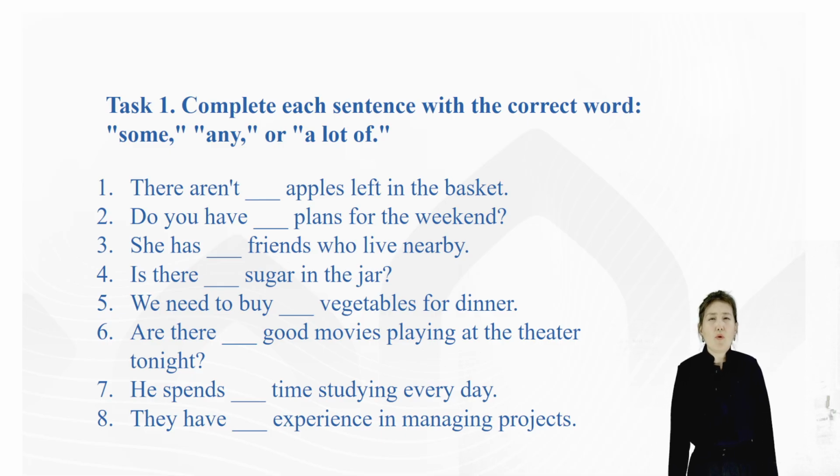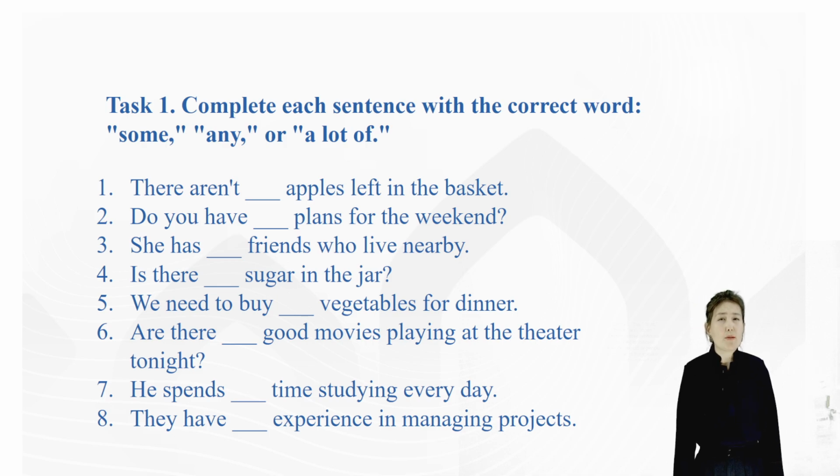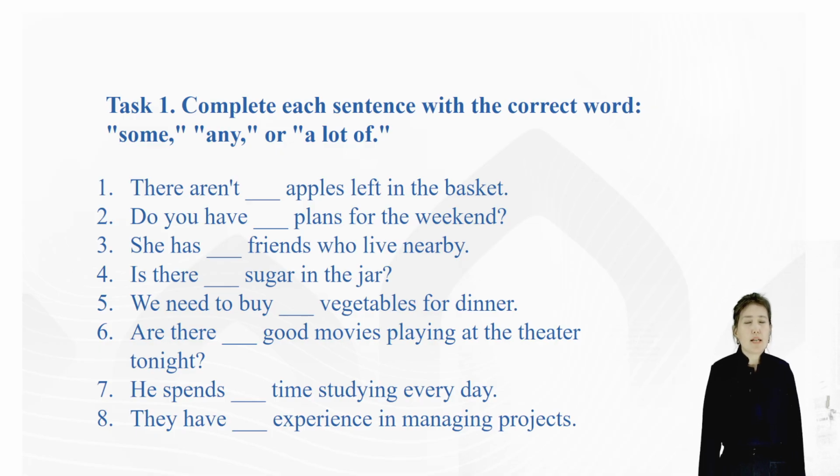Next, let's focus on demonstrative pronouns: this, that, these, and those. Demonstrative pronouns are used to indicate specific objects or people in relation to the speaker. They help us point out and identify things based on their proximity and number. First, we use this and these to talk about people or things that are near to us.